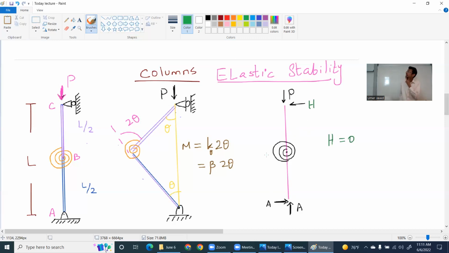What is K theta or beta? K theta is the beta. Okay, got it. Good question. So you remember this F equal to Kx, right? Instead of F, write M. Instead of K, write K theta. Instead of x, write theta. Got it?